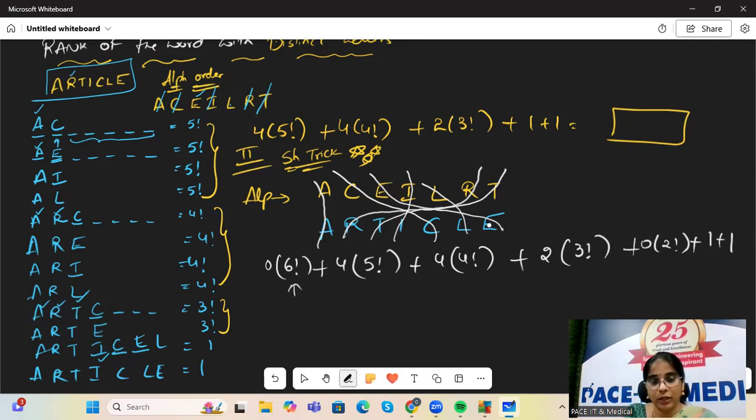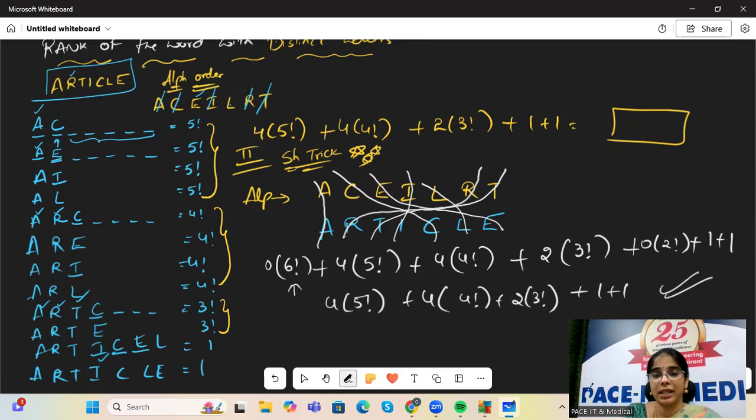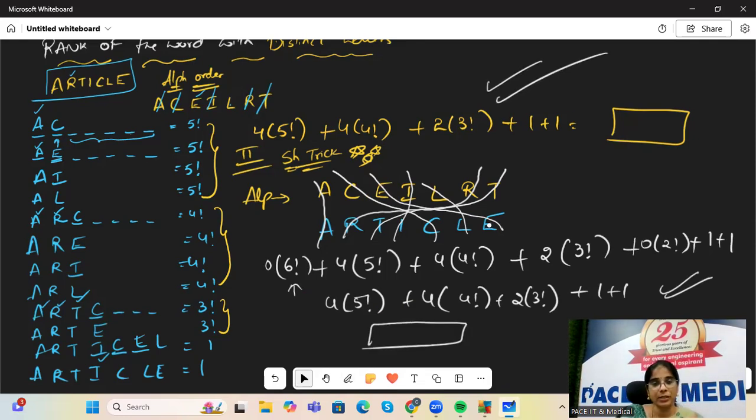This anyhow is 0. So this is 4 into 5 factorial plus 4 into 4 factorial plus 2 into 3 factorial plus 1 plus 1. Finish. So the same answer here and here you will be getting it. Okay. So that's how you got the letters of the word article when they are arranged in the alphabetical order. What is the rank of the word article is what you can get using this short trick process.